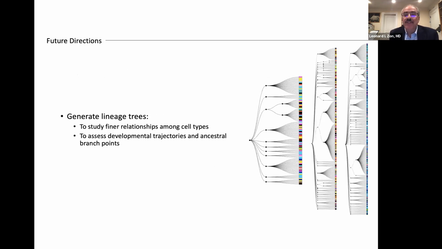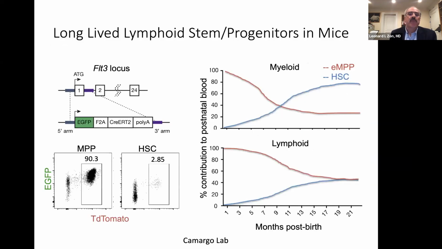We're now generating lineage trees. We hope to have this done pretty shortly. And this is also very exciting because it will allow you to trace back during embryogenesis and see when particularly was that transformation event happening. And that's going to be another exciting set of experiments.